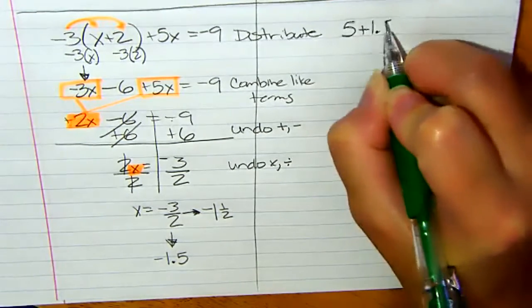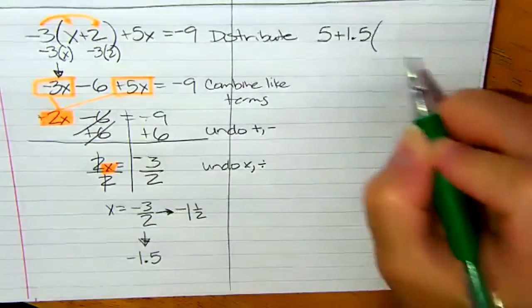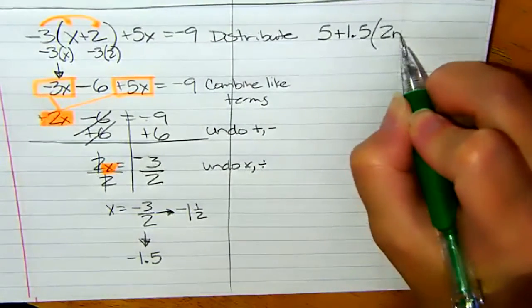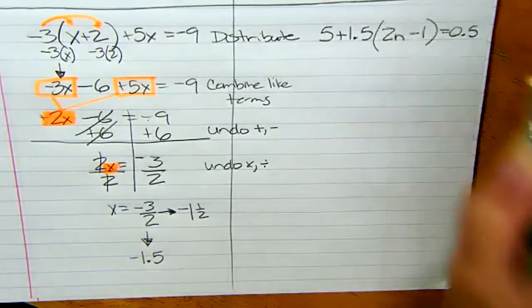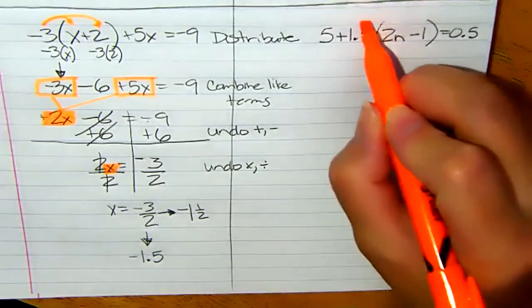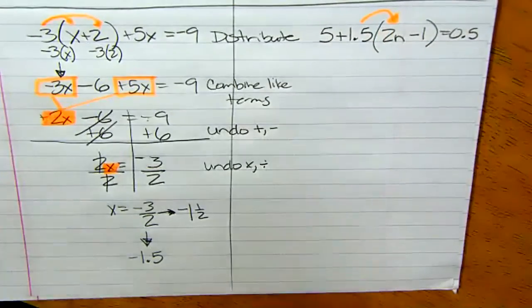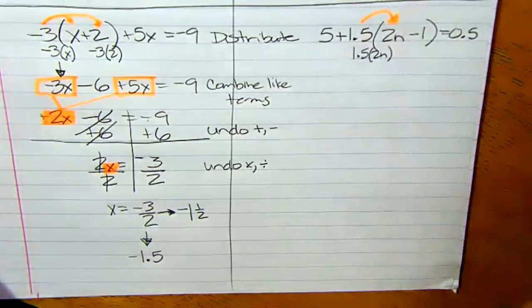5 plus 1 5/10 times 2n minus 1 equals 5/10. So the first thing we're going to do is distribute. So this is 1 5/10 times 2n.